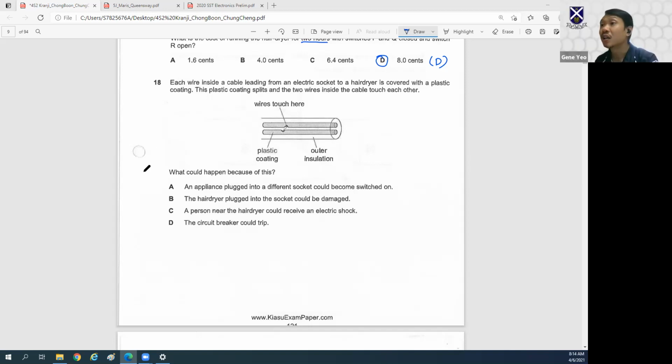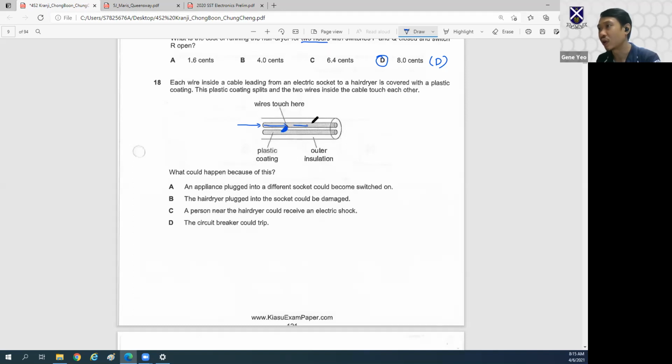Okay, so let's move on to question 18. Okay, so now I've got wires inside a cable. So this is the insulation, right? And inside is the actual wires here. But unfortunately, right, the wires, the internal wires are touching over here. So there is contact here, all right? So what is going to happen is that the current coming in sees a short circuit over here.